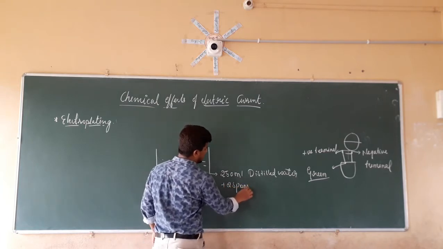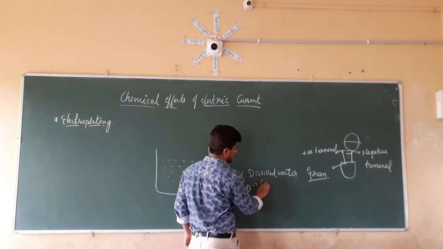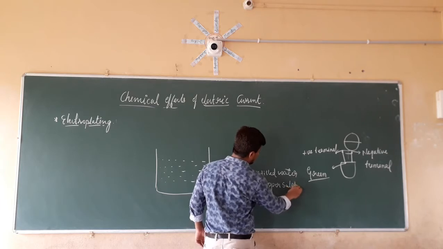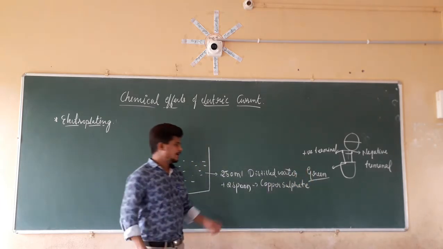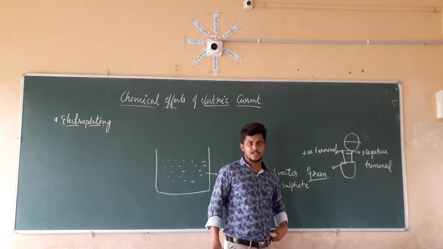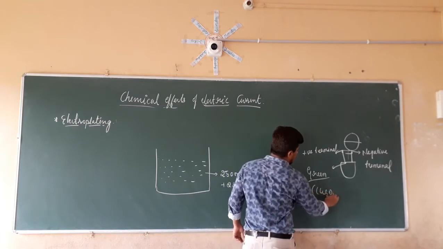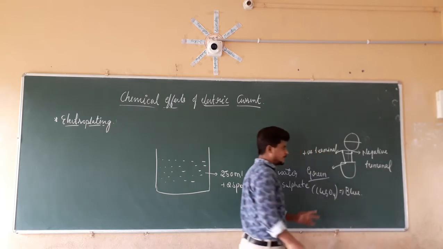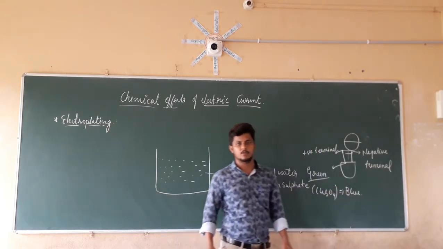spoonful of copper sulfate solution. Copper sulfate, 2 spoons of copper sulfate. It is known as a deuteroid. The copper sulfate, its formula is CuSO4 and its color is blue. The formula is not necessary for you, but the color of the copper sulfate solution is blue.